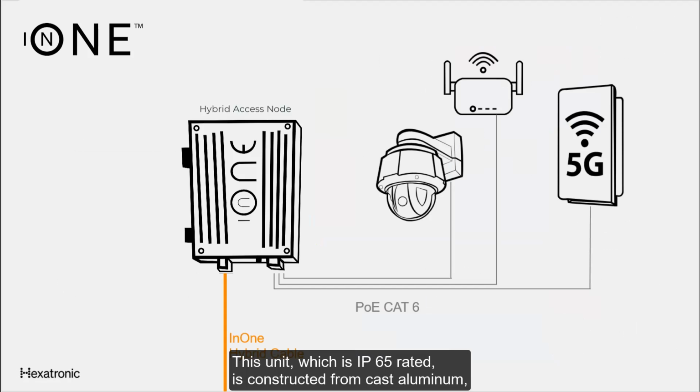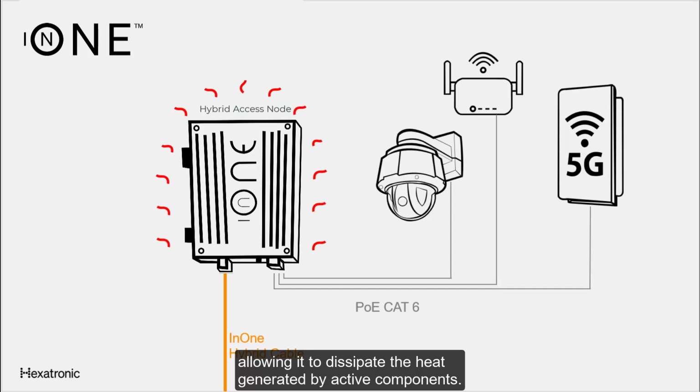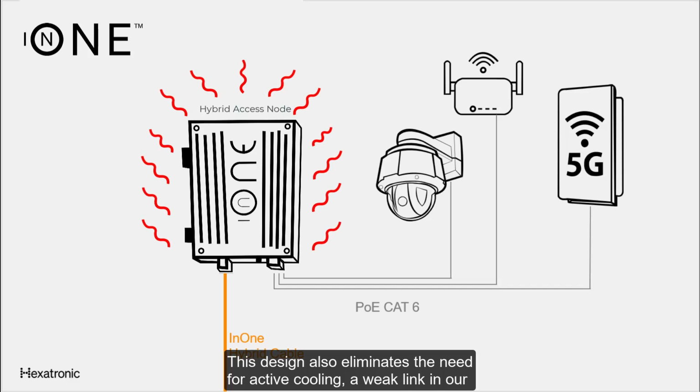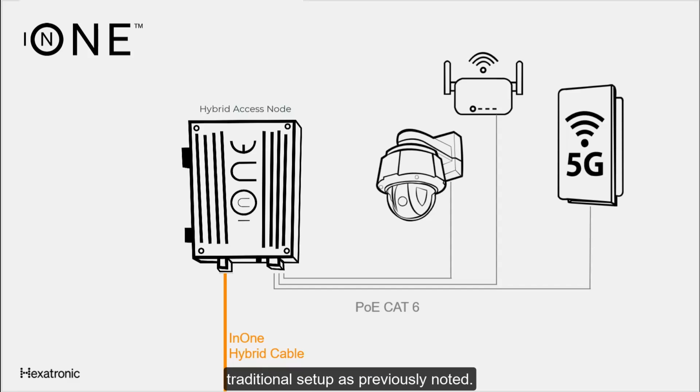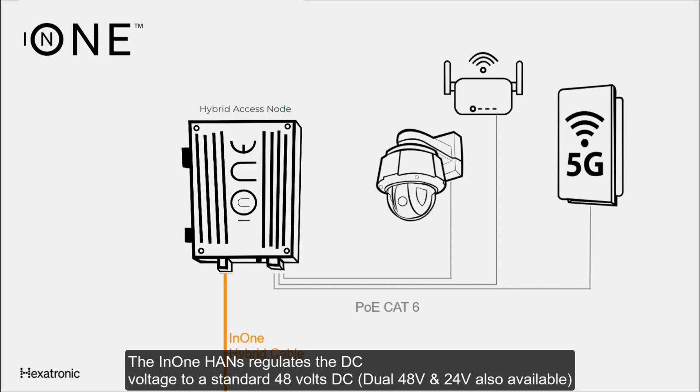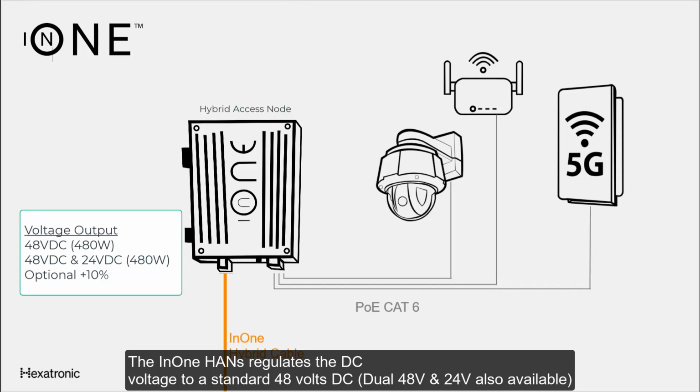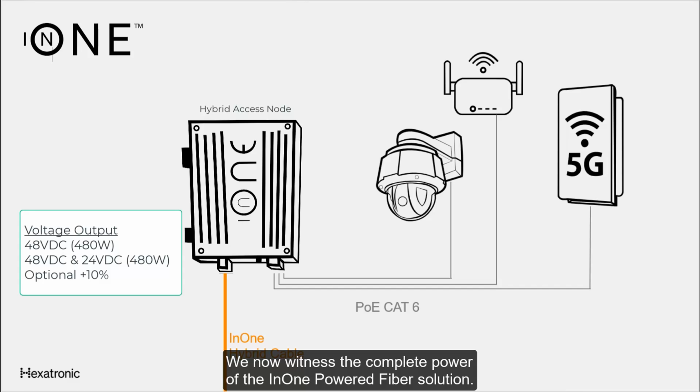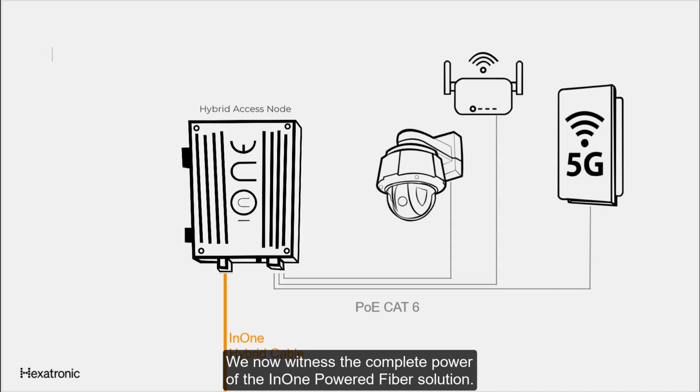This unit, which is IP65 rated, is constructed from cast aluminum, allowing it to dissipate the heat generated by active components. This design also eliminates the need for active cooling, a weak link in our traditional setup as previously noted. The InOne HAN regulates the DC voltage to a standard 48 volts DC. We now witness the complete power of the InOne powered fiber solution.